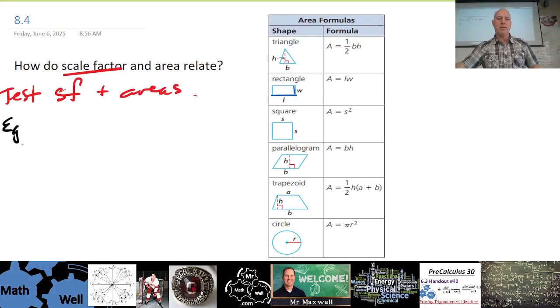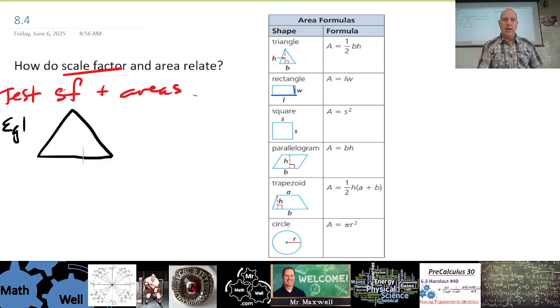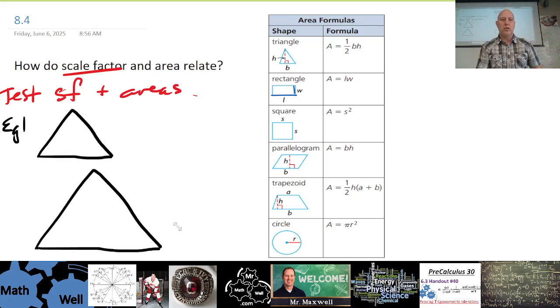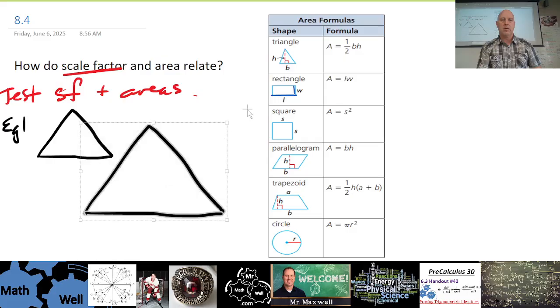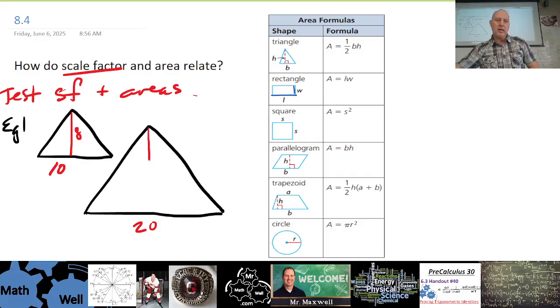All right, example 1, we're going to do two similar triangles. Here's triangle number 1. And I'm going to copy this and make triangle number 2 a little bit bigger. I am going to state that this is 10 units and this is 20 units. And the height here is going to be, let's say, 8. So what do you think the height of this one should be? 16, right. It's a corresponding part.